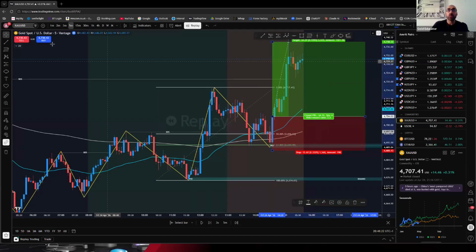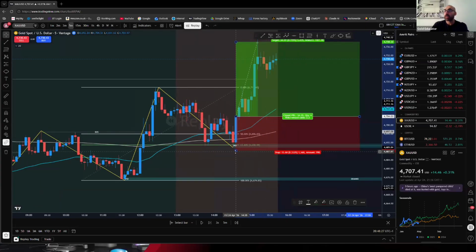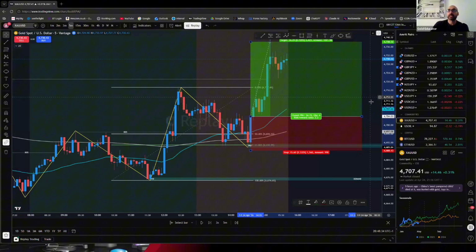Now, this is on gold, M5. You can take a note of this example here: gold, M5, Friday, 24th of April, 2:35. I took that trade, and that's basically what happened.